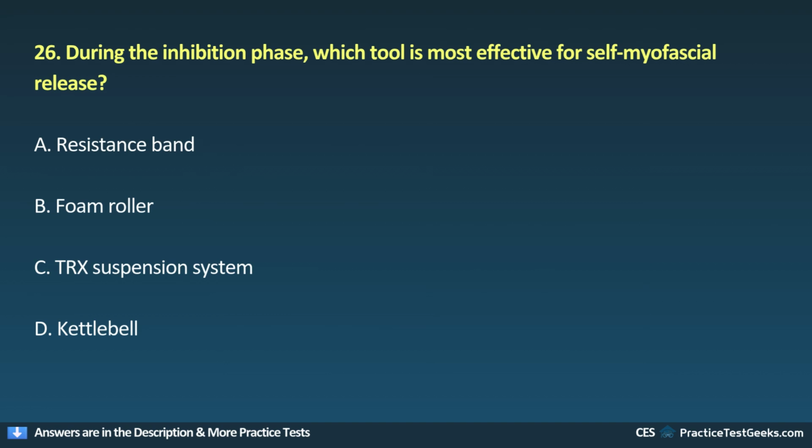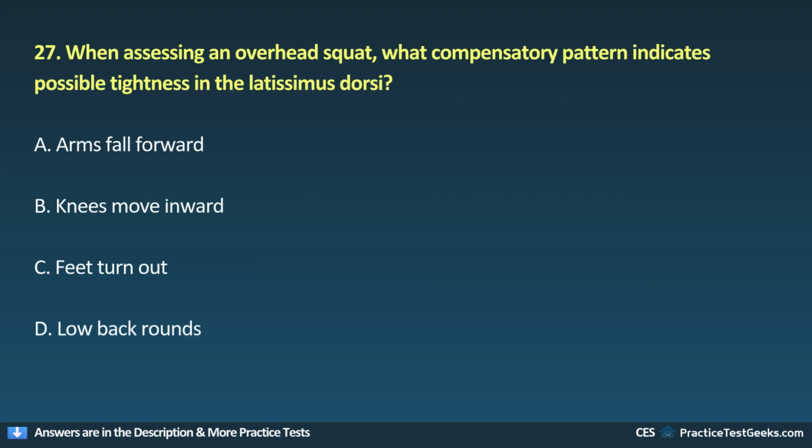26. During the inhibition phase, which tool is most effective for self-myofascial release? A. Resistance band. B. Foam roller. C. TRX suspension system. D. Kettlebell.